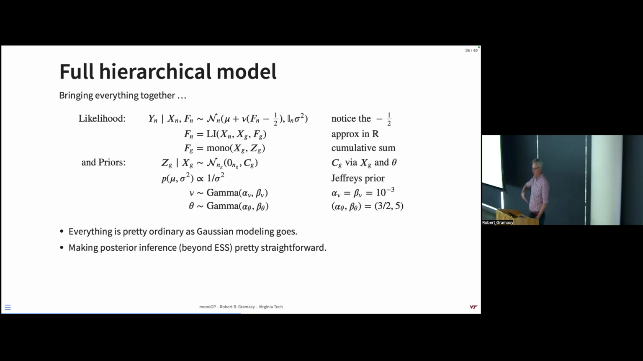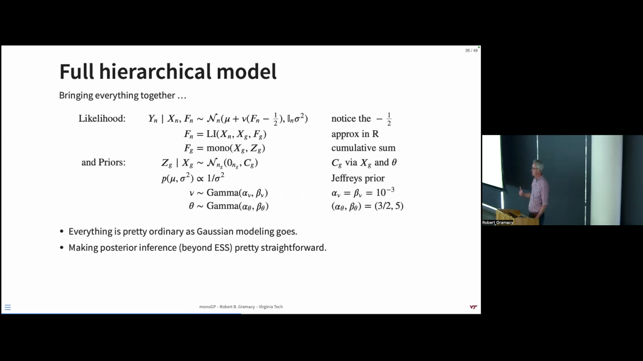I just want to write everything out that's random using likelihoods and priors for the whole model. The likelihood is Gaussian. The linear interpolation happens at the training data locations after monotonic transformation. I've got priors. It's still a Gaussian process prior, but it's on the reference grid, not on the training data itself. And then I've got standard priors for some of the other scalar unknowns, which until this point I had glossed over. I had just fixed values, but now I'm going to include them as unknowns with standard priors. So everything is pretty ordinary as Gaussian process modeling goes, except this reference grid and monotonic transformation.